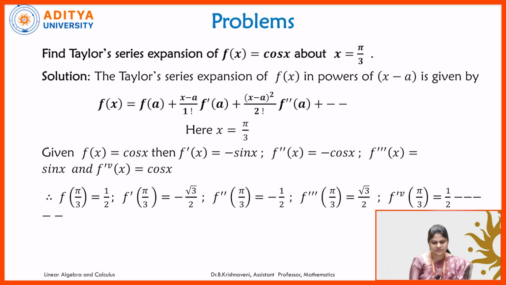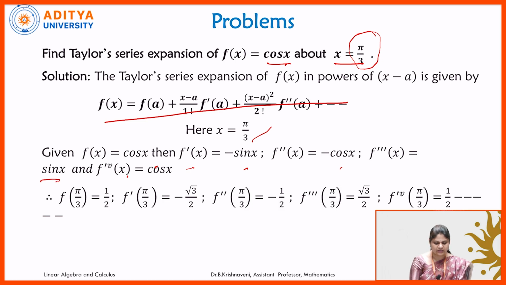So the next question is finding the Taylor series expansion of f of x is equal to cos x about x is equal to pi by 3. Again we have a value here, that is pi by 3, hence take the Taylor series expansion with a is equal to pi by 3, and take f of x and find its derivatives. f of x is cos x here, f dash x is minus sin x, f double dash x is minus cos x, f triple dash x, minus of minus sin x, is sin x, f fourth derivative of x, sin x derivative is cos x.